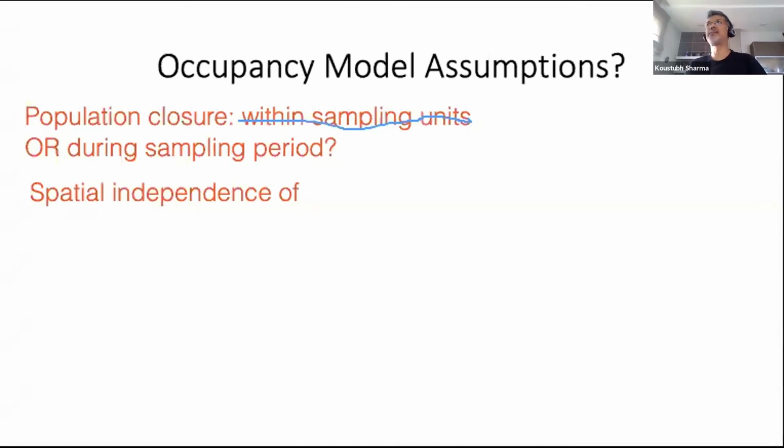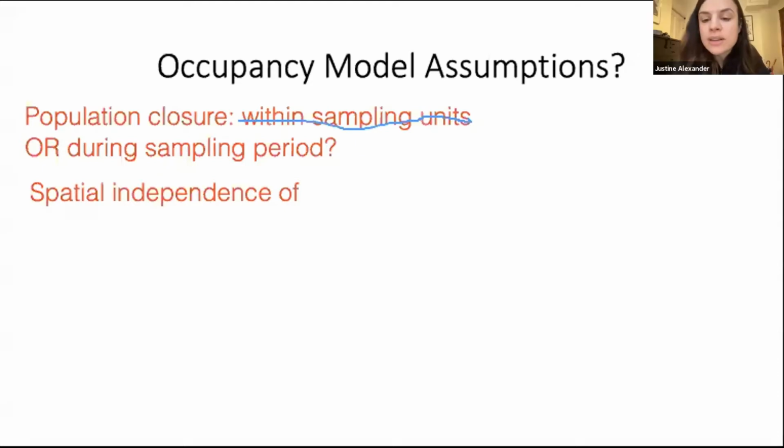What we are really looking at here, even with the population closure within sampling units, that's the ideal scenario. But if we violate it, there is a way around it. Similarly, spatial independence, if it is not there between sampling replicates, there is a way to deal with it, which we discussed very briefly, which is called spatially autocorrelated or spatially correlated surveys. Let me just write it anyway.